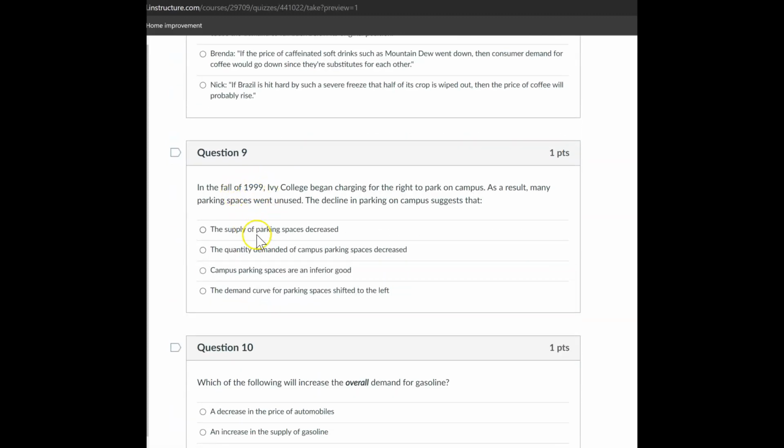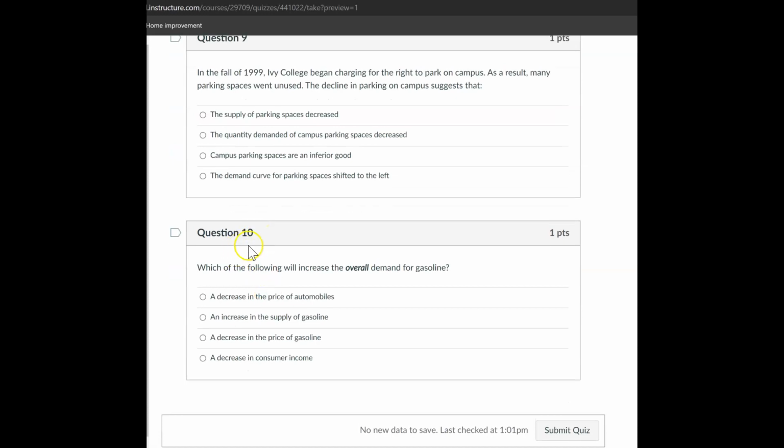This is going to be straightforward. Question number 9 and question number 10. Now, in my video lecture, I discussed the difference between a movement along the curve and a shift of the curve. When you change price, you move along the curve, and we call that a change in quantity demanded. When you shift the curve, we call that a change in overall demand. So it may help to review that section of my video lecture that covers that, and that will help you answer question number 10. Okay, hope this helps.